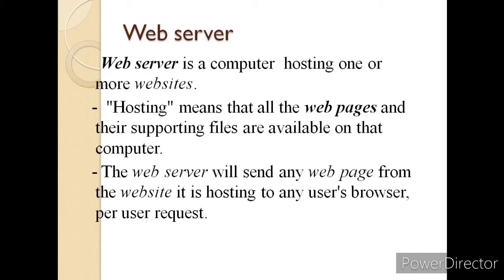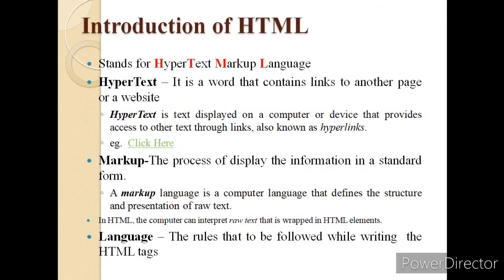Like if you go to the Amazon website, you will see many products listed. All those product images will be there in the web server. The web server will send any web page from the website it is hosting to the user's browser. Like if you access Amazon's website from your system, the web server sends the web page you requested to your system. That is the host or user system.